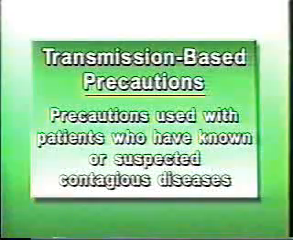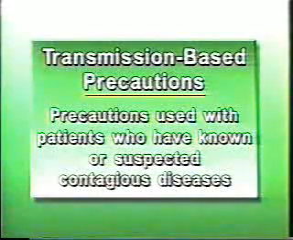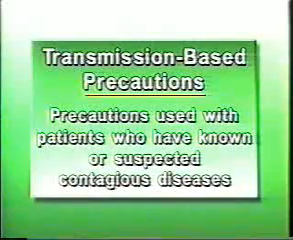More specific information about standard precautions will be covered on another videotape. You will also receive extensive training in your orientation to a new facility about standard precautions. The rest of this videotape will be covering information about the second tier of precautions, called the transmission-based precautions. These transmission-based precautions are used with patients who are known or suspected to have a contagious disease. An example of a contagious disease might be tuberculosis, pneumonia, or measles.